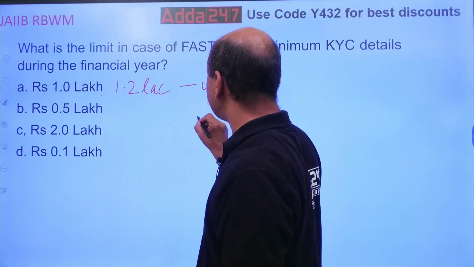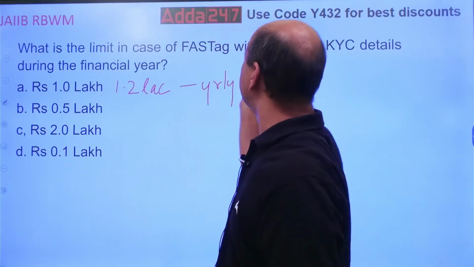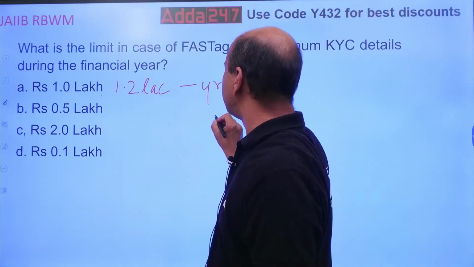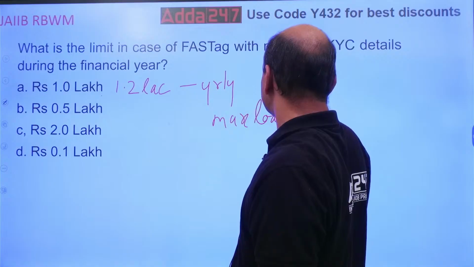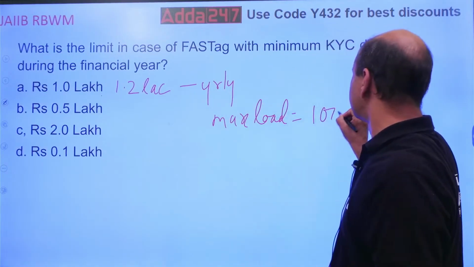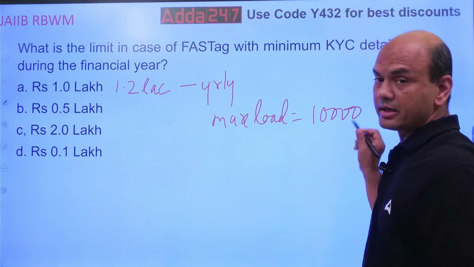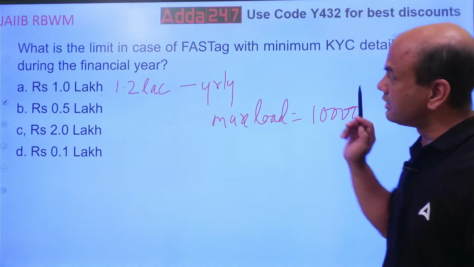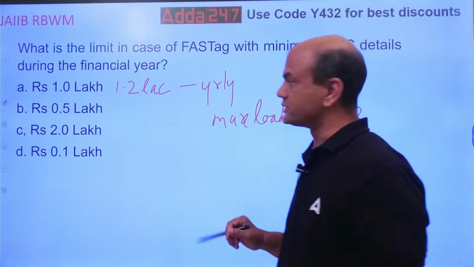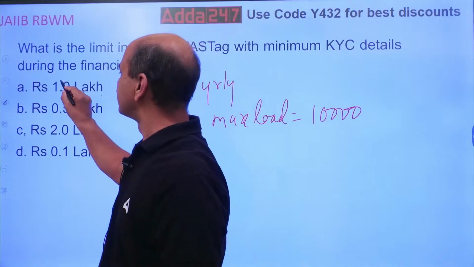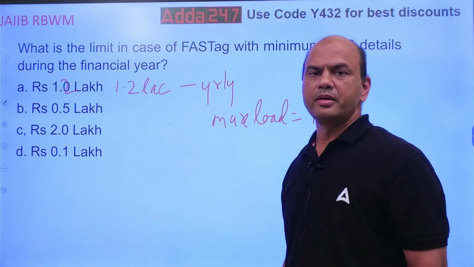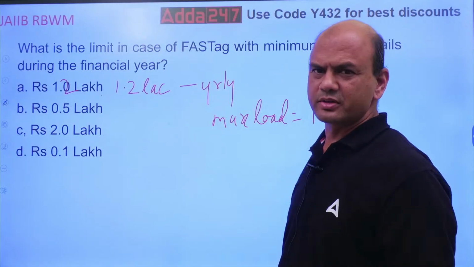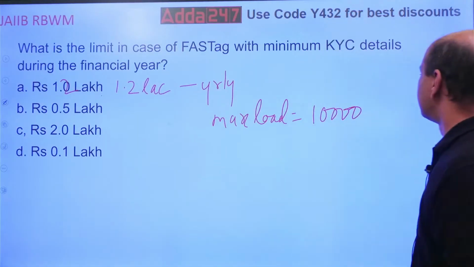Okay? So without KYC or minimum KYC you can call it. At any time, maximum balance, maximum load equals 10,000, and total yearly limit is 1,20,000. So this can be changed to 1.2 lakhs. Okay? Without KYC or minimum KYC you can call it. Next.